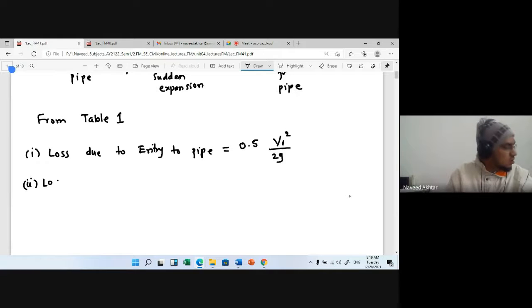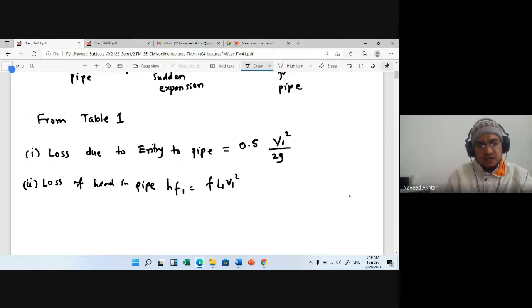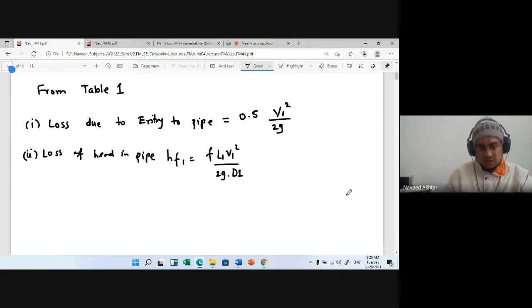Loss of head in a pipe due to friction, and you know that the head loss hf1 is equal to f L1 V1 square upon 2g into D1. Okay, so this frictional loss, it is not given in the minor losses table.